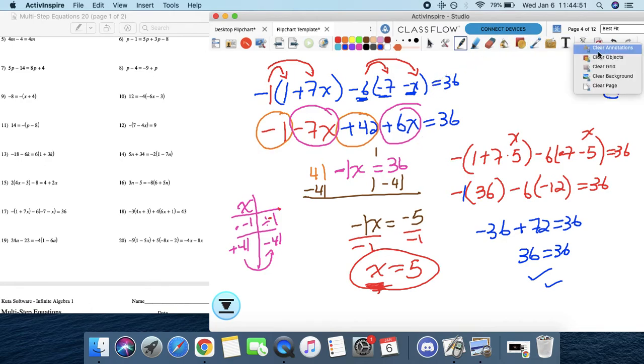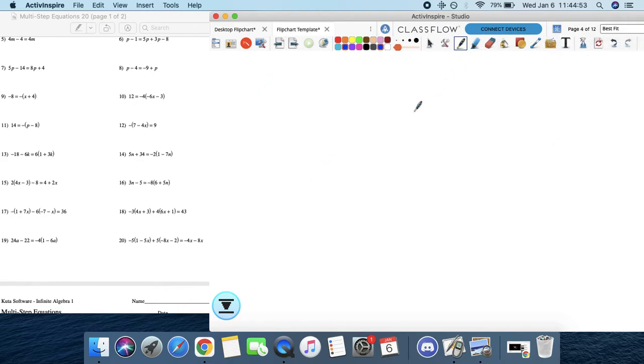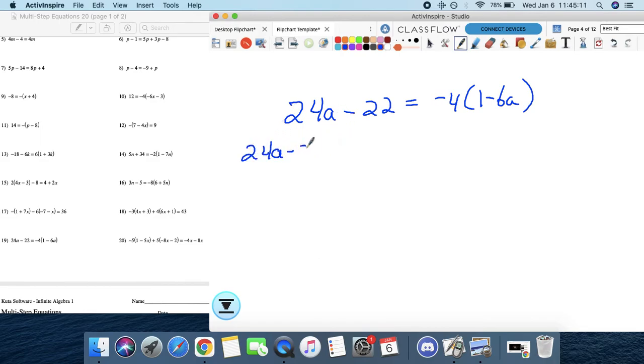Last question, which was number 19. 24a minus 22, I can't see, equals -4 times the quantity 1 minus 6a. Okay. Combine like terms? No, well, not yet. Sorry, distributive property comes first. So 24a minus 22. Then we're going to do the distributive property here. -4 times 1 is -4, and then that's positive 24a.